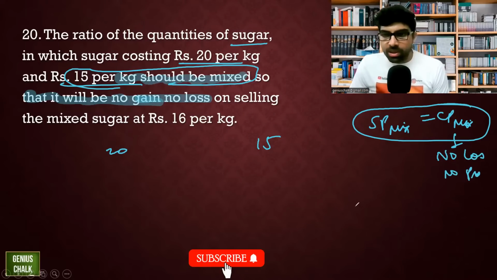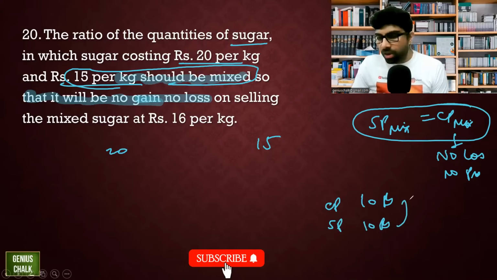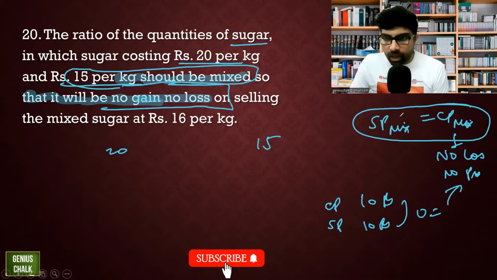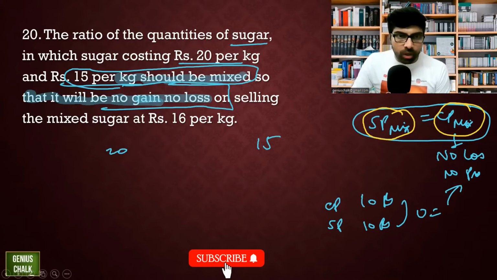Suppose I tell you that you purchased something at 10 rupee and you sell the same thing also at 10 rupee. What is the overall profit? You will say the difference of cost price and the selling price is 0. That means it is no profit, no loss condition. So if there is no profit, no loss condition, in that case, selling price of mixture will be same as cost price of mixture. And now you can use directly the value which is given.